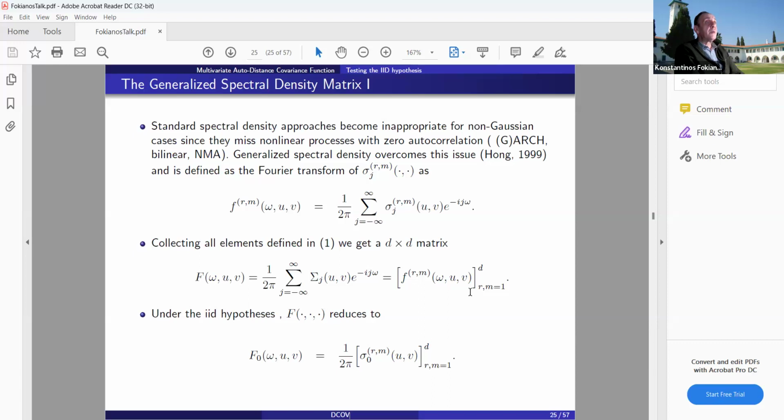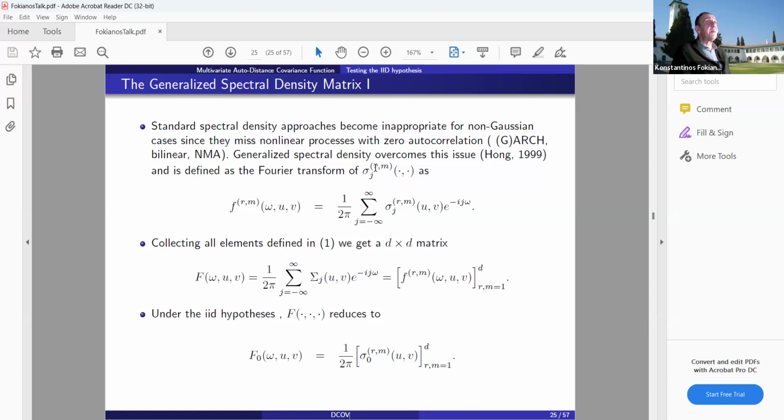Okay, so yes, back to this question, but we didn't use any distribution here. We just used the characteristic function. So anyway, let's go back to the generalized spectral density metrics and see how it can be used.